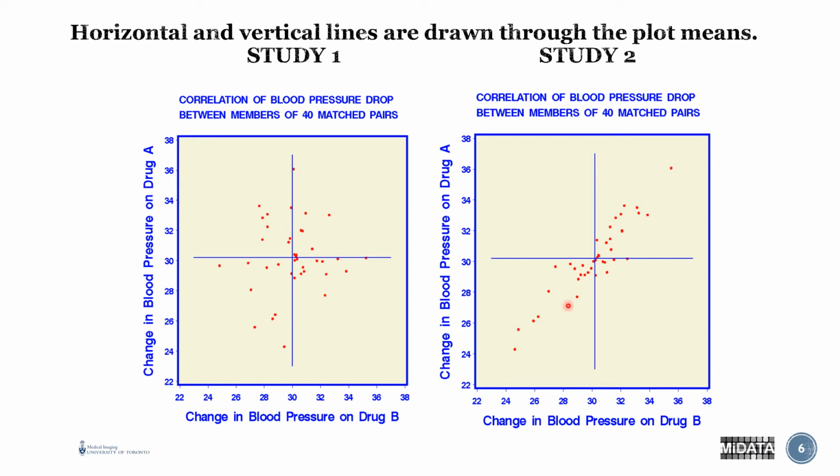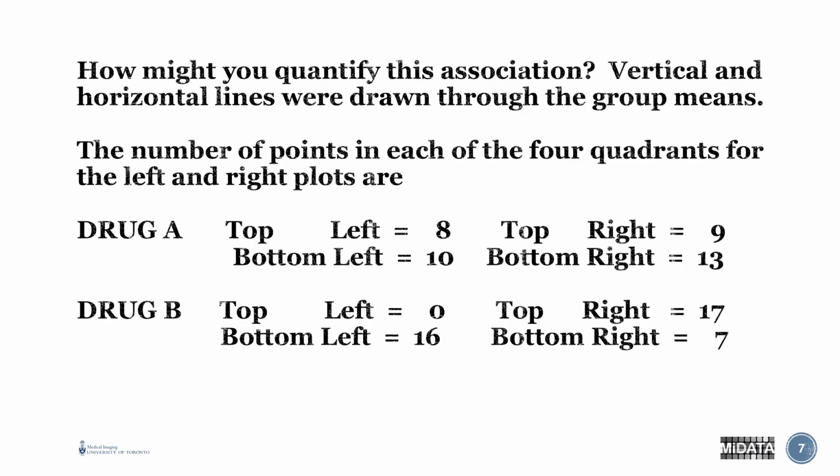Whereas in this one, interestingly, there's actually no points in this quadrant, and there's quite a few in the top right quadrant and quite a few in the bottom left quadrant. And there's a sprinkling here in the bottom right. Does that mean something? Inevitably, you're thinking, there must be something to these numbers. So how might you quantify this association?